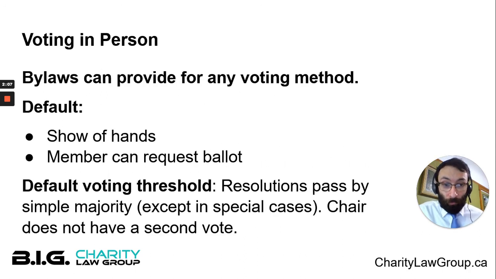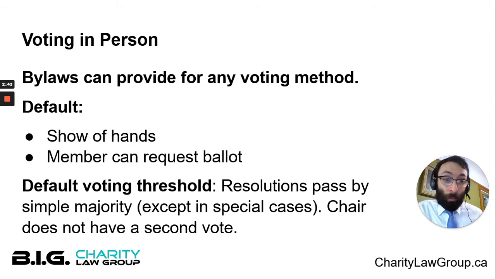Okay, so the voting process in person. Let's say you at least had a quorum at the beginning of your meeting. The bylaws can provide for pretty much any voting method. So you can get creative, and I encourage you to do so. There's no reason to just assume the old show of hands method is the best. But if you don't want to get creative, the method is as follows. You do the vote by a show of hands, and if a member is dissatisfied by how the vote was counted, then they can request that a ballot be taken. So you do it in writing, and somebody goes around and collects all the writing, and you count the paper ballots.